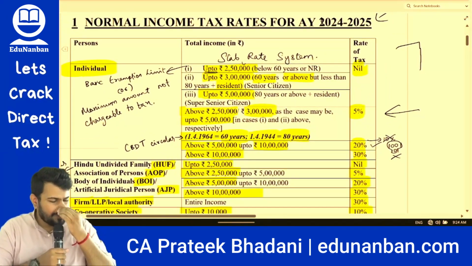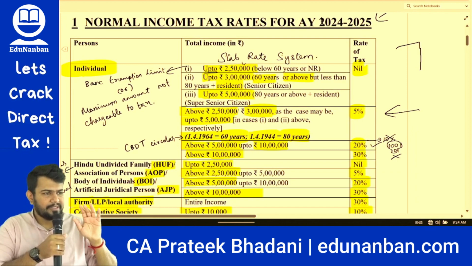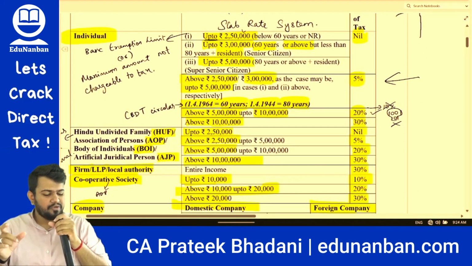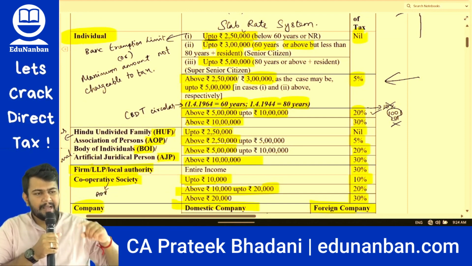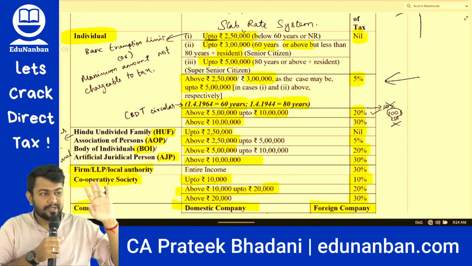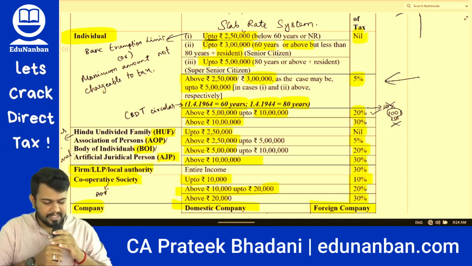Next, so up to 2,50,000, 3 lakh or 5 lakh, as the case may be, no need to pay the tax. Then above 2,50,000 or 3 lakhs, up to 5 lakhs, 5%, above 5 lakhs, up to 10 lakhs, 20%, above 10 lakhs, 30% tax.